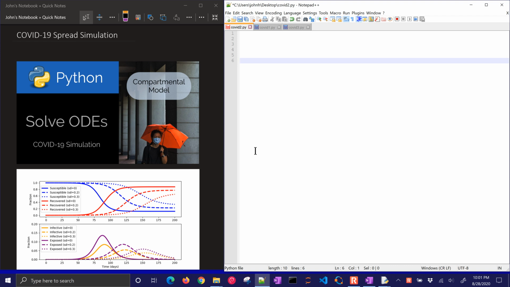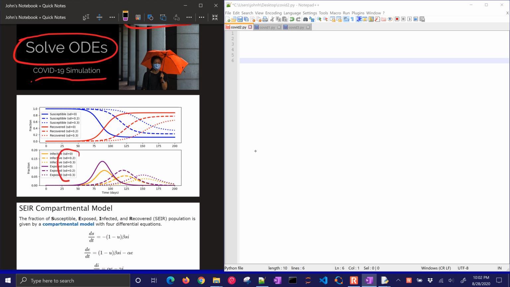This is an exercise on solving ordinary differential equations. In this case, we're going to use a COVID-19 simulation, population dynamics in terms of susceptible, infective, exposed, and recovered individuals. And these are going to make up compartments that are going to go from one to the other in terms of the fraction of the population. In the end, we're going to look at things like social distancing measures and how those affect the infection rates and the peak infection rate.